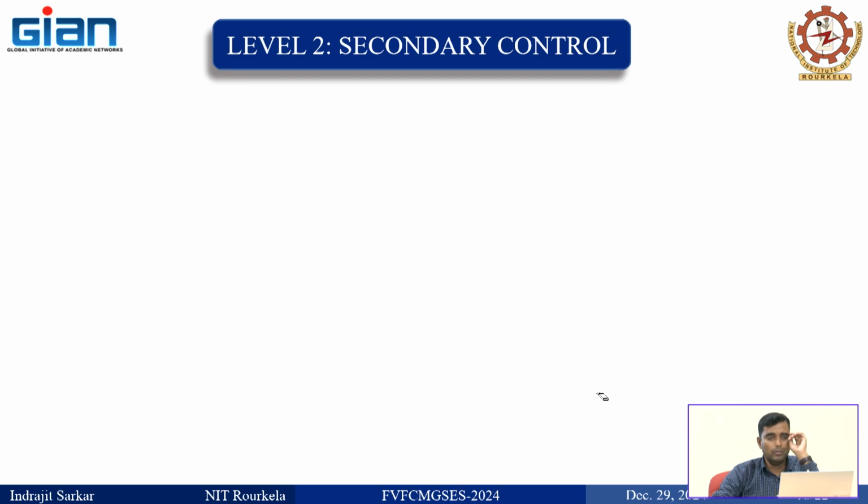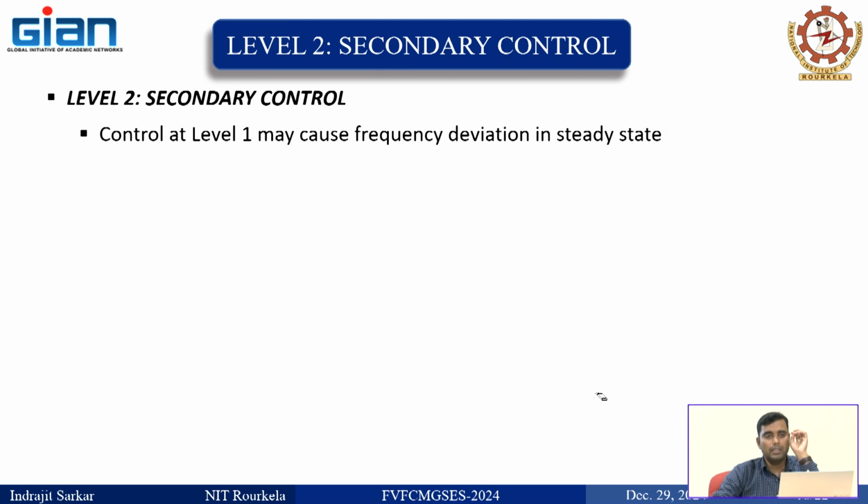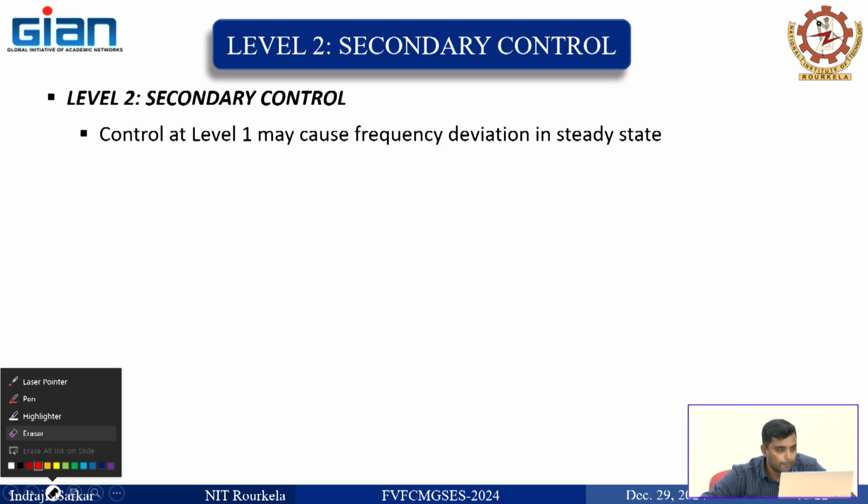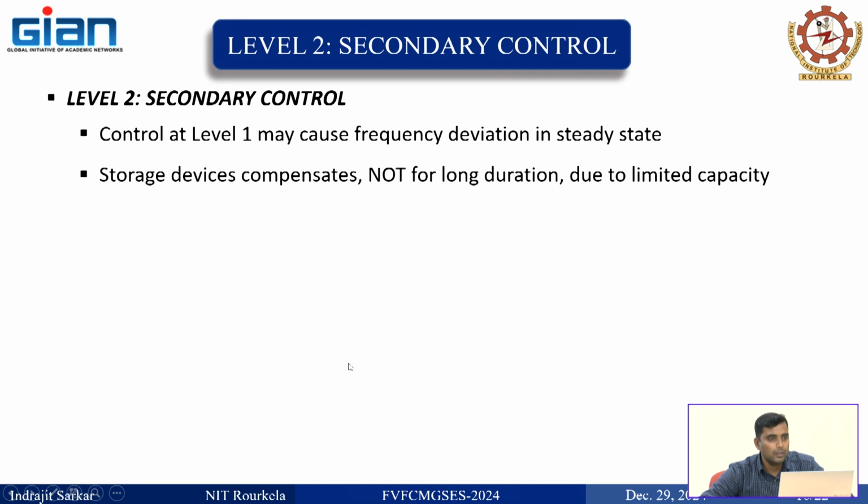Okay. Secondary control. Primary control I have explained, which is level 1. Now in level 2 control, control at level 1 may cause frequency deviation in steady state. It may happen. If it is not there, fine, level 2 will be happy, but if it is, then level 2 will try to correct it. As I told you yesterday, this is done using storage devices. When there is a mismatch, the storage device comes into the picture and compensates whatever active power compensation needs to be done. That is the role of storage devices. But definitely for longer durations it cannot do.